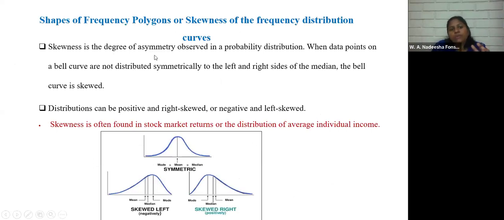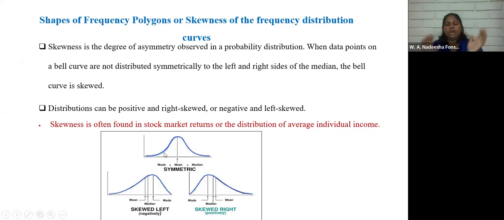Skewness is the degree of asymmetry observed in a probability distribution. When data points on the bell curve are not distributed symmetrically to the left or right sides, the bell curve is skewed. Distributions can be positive or right skewed, or negative or left skewed. Examples are stock market prices and the distribution of average individual incomes. This is the symmetric frequency polygon.